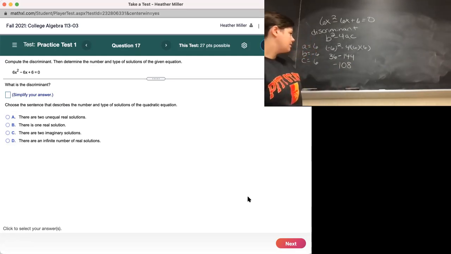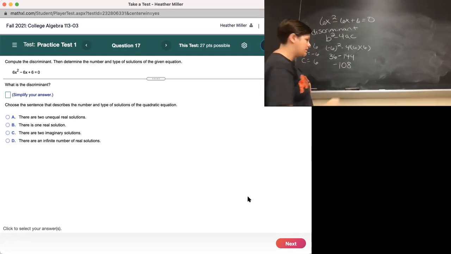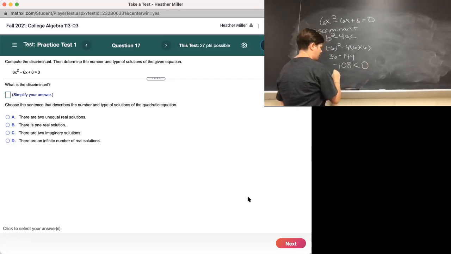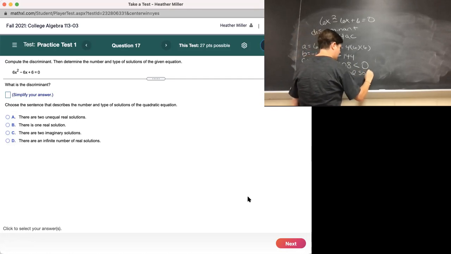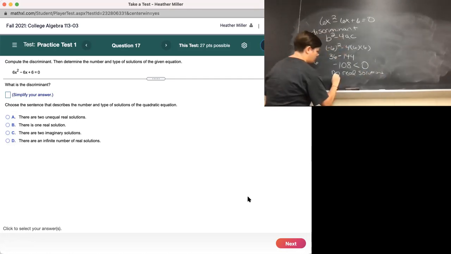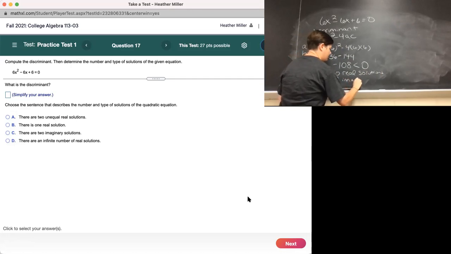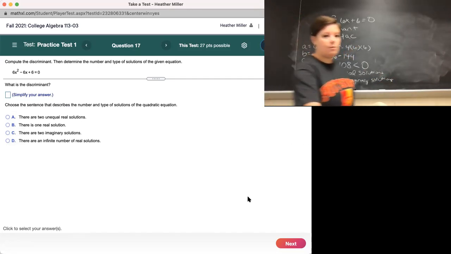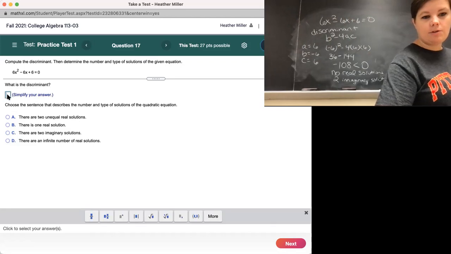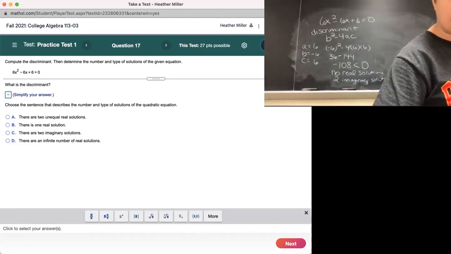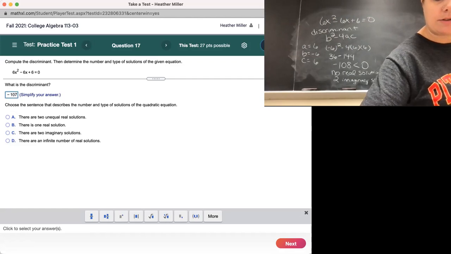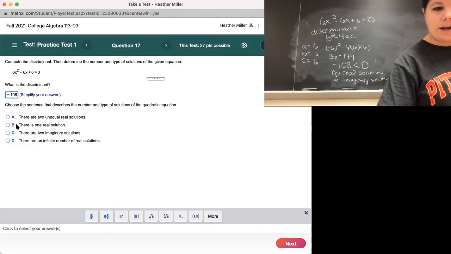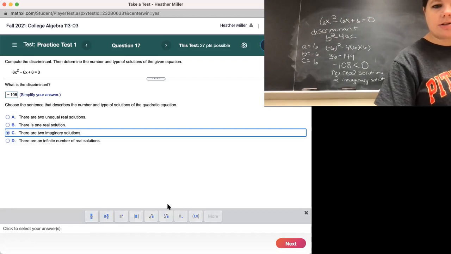And then from 1.5, if your discriminant is less than 0, that tells you that there are no real solutions, but there are two imaginary solutions. So what was the discriminant? We have to type that in. We found that the discriminant was negative 108. Oops, not 107, 108. And out of these four options, there are two imaginary solutions for that.